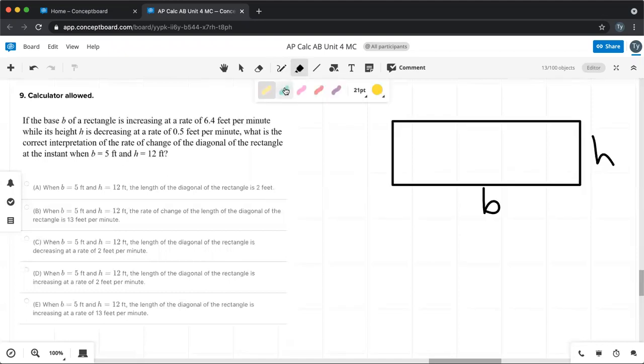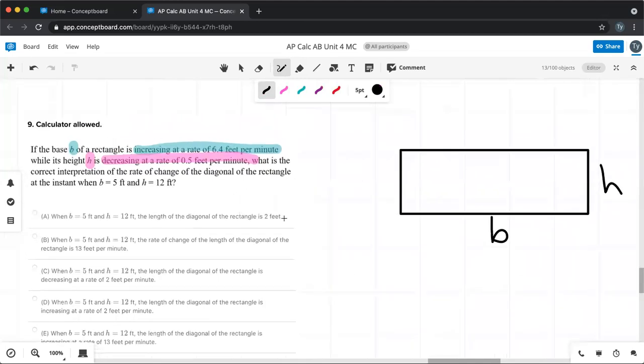And I'm going to highlight some stuff. So the rate of B is 6.4 feet per minute. And the rate of H, oh, I forgot an important piece here. B is increasing at a rate of 6.4 feet per minute, while H is decreasing at a rate of 0.5 feet per minute. Why is this important? Well, related rates deal with time, right? We can see that in the per minute part of these rates, right?